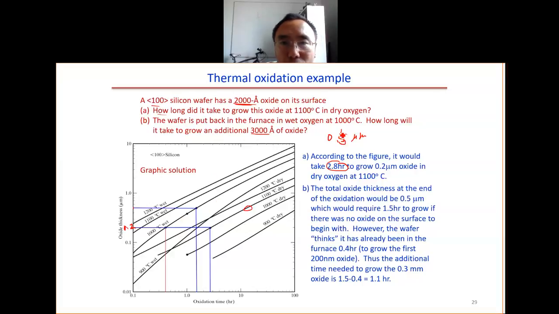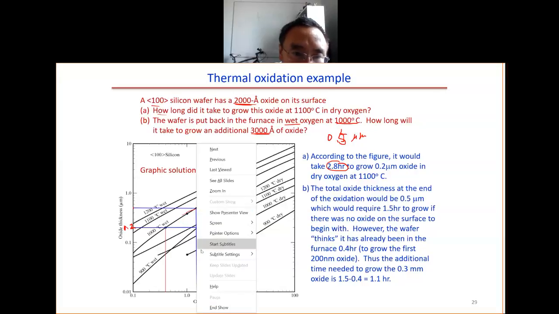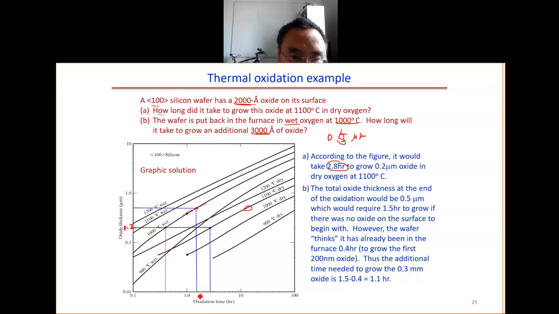Here we have the 1000 degree wet curve, and we have this point here. So the total time is given by 1.5 hours. We need 1.5 hours to grow 0.5 micrometer of oxide at this condition. But now we already have 200 nanometer. To grow this first 0.2 micrometer, we need the number here. This one is 0.4, so 1, 2, 3, 4. That means we need 0.4 hour at this condition to grow 200 nanometer. Then we need 1.5 hours to grow the 500 nanometer.